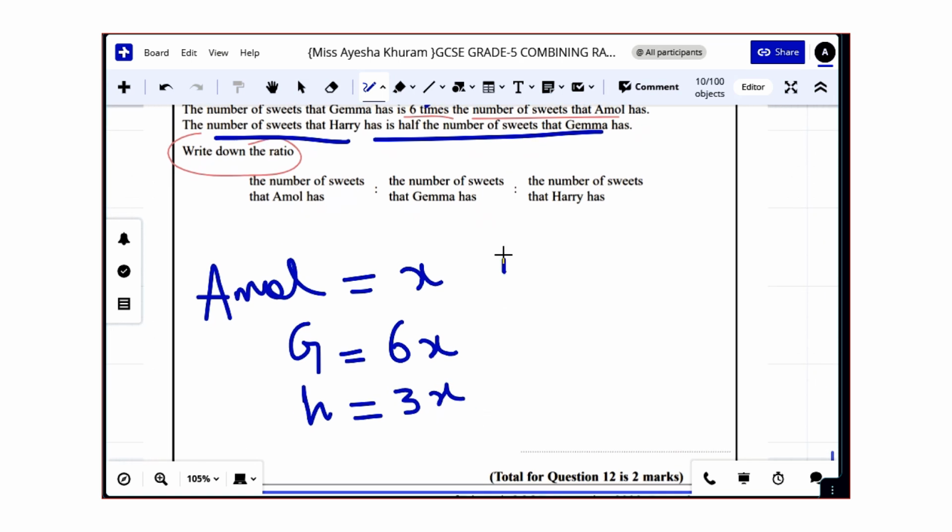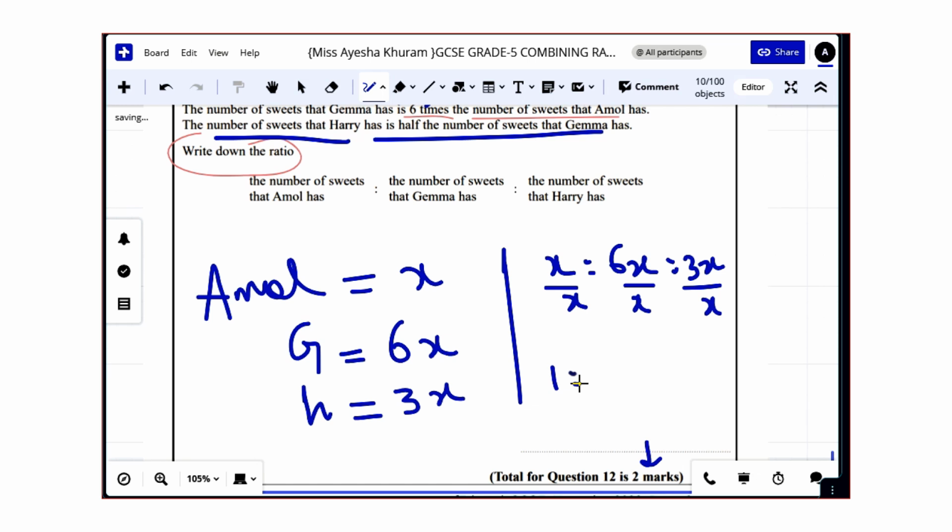So my dear kids, let's make a ratio now. It is a 2-mark question, kids, so nothing to worry about. X ratio 6X, and we're going to make a ratio with 3X. I think I can simplify. I just divide everything by X, because X is a common factor between all of them. So I'm going to get my answer: 1 ratio 6, ratio 3. That's my answer, and then our lesson is finished.